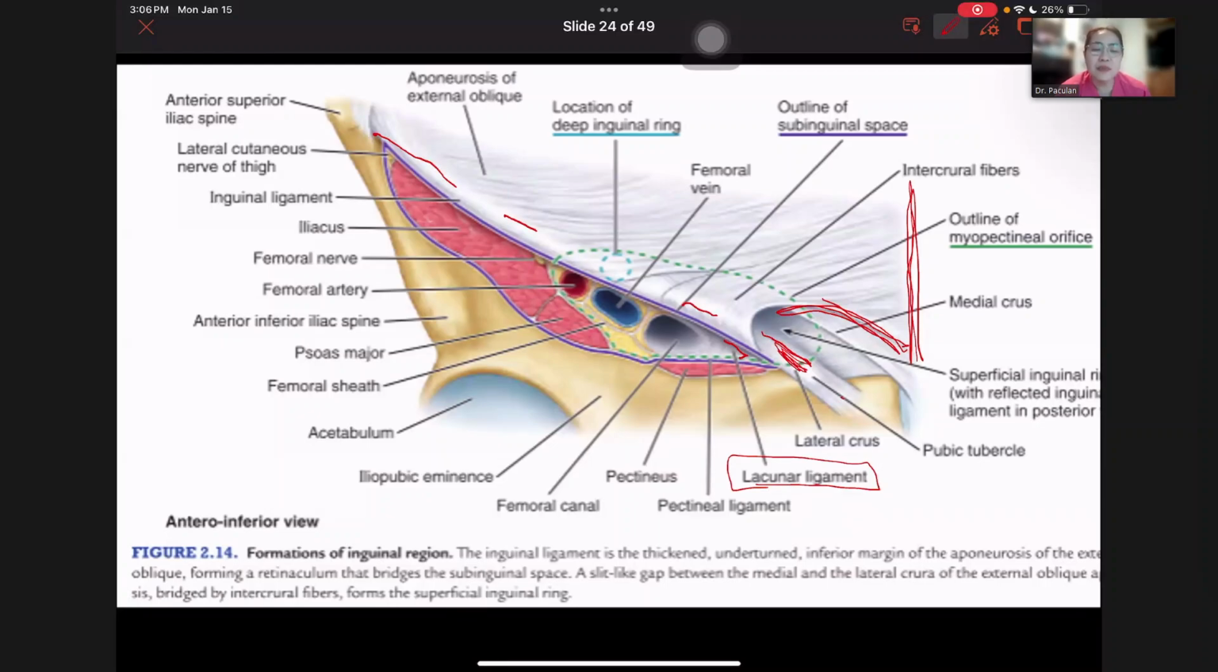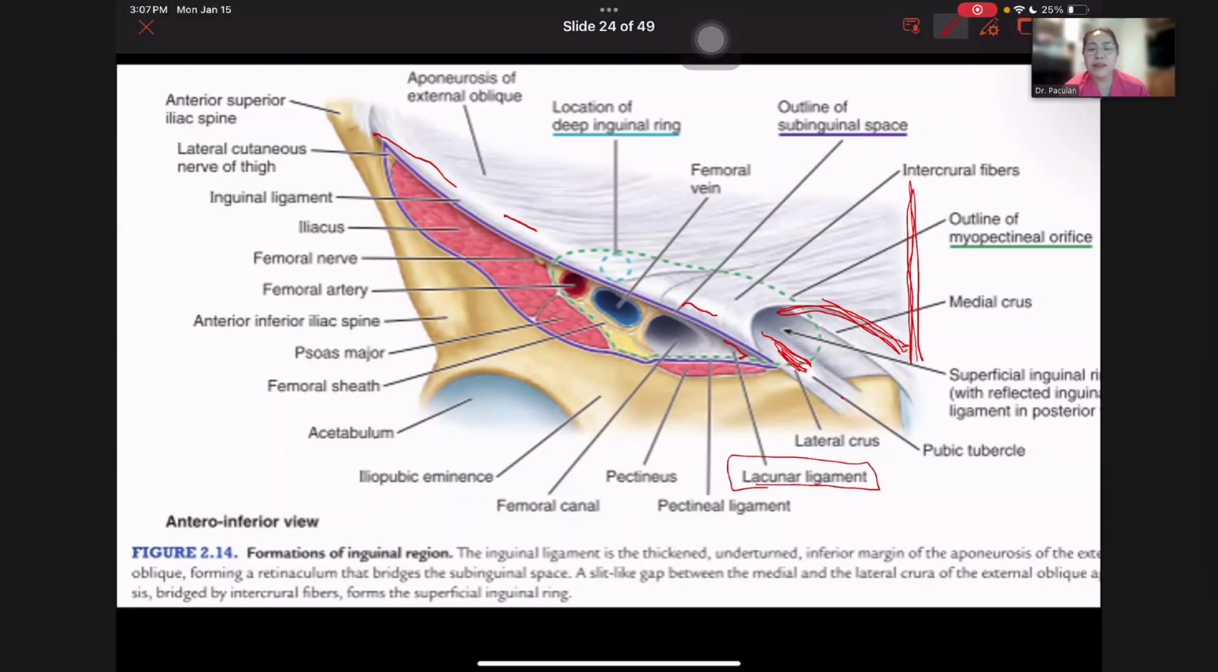The iliopubic tract is the thickened inferior margin of your transversalis fascia, right? So this is seen in place of the inguinal ligament when the inguinal region is viewed through laparoscopy. That's when you can see the iliopubic tract. Fortunately, I don't have an image for that.